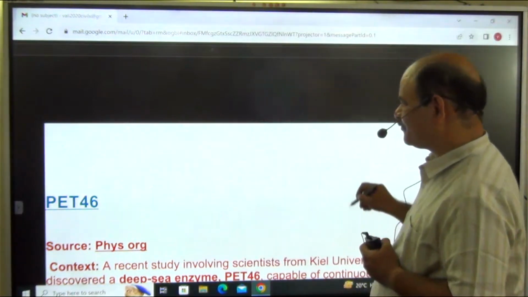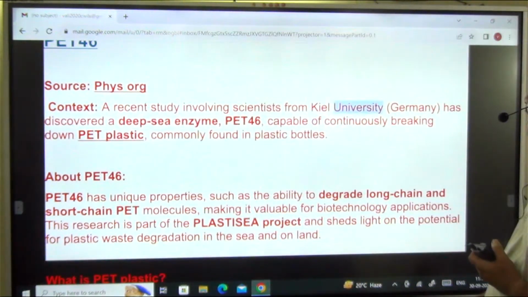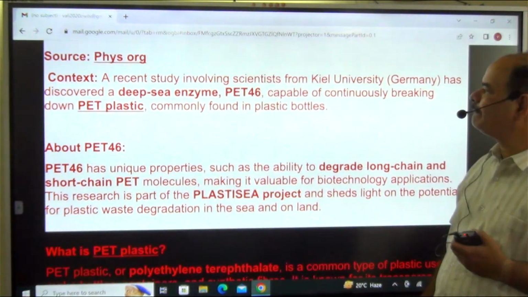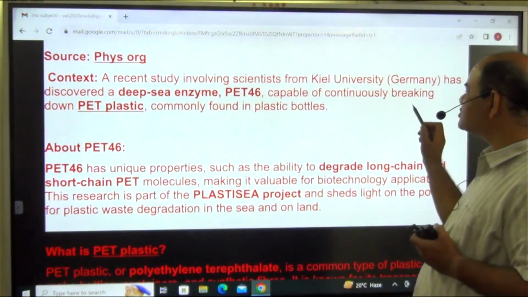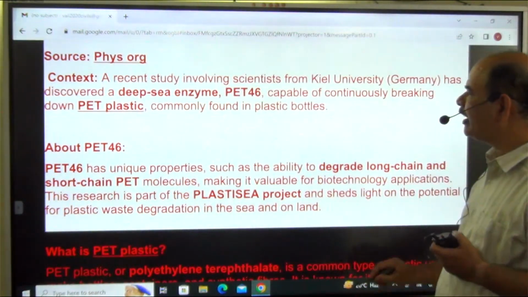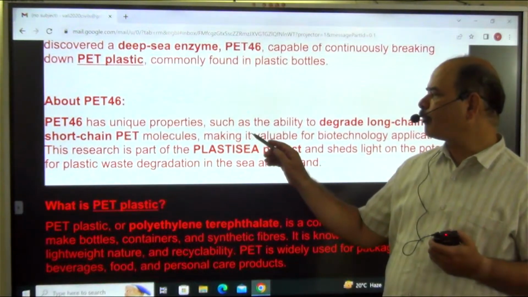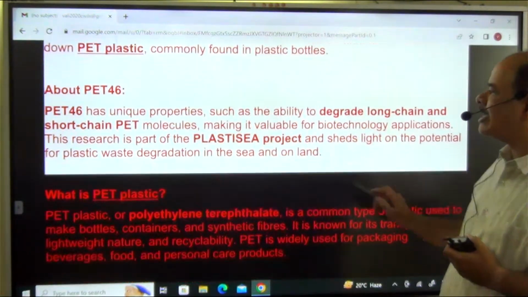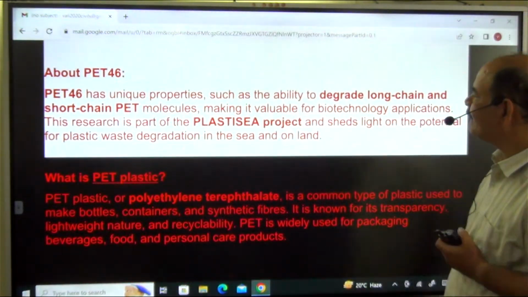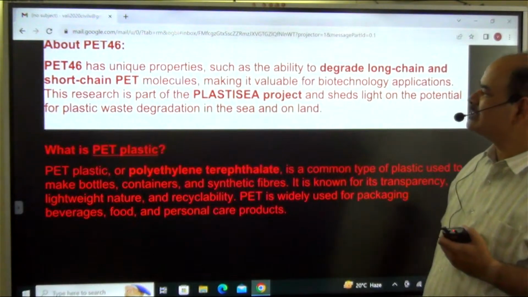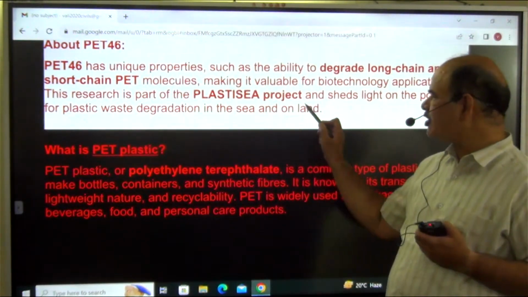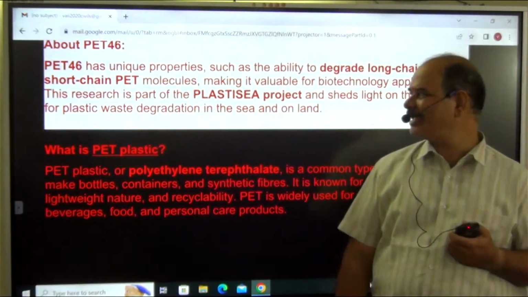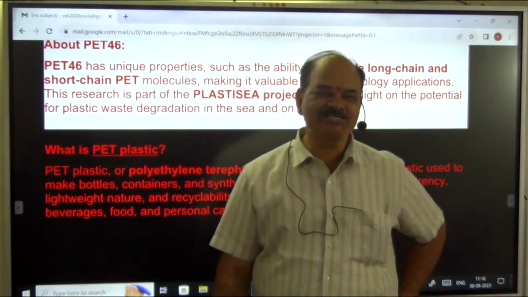A recent study involving scientists from Kiel University, Germany, has discovered a deep sea enzyme, PET46, capable of continuously breaking down PET plastic commonly found in plastic bottles. It has unique properties, such as the ability to degrade long chain and short chain PET molecules, making it valuable for biotechnology applications. This research is part of the PlastiC project and sheds light on the potential for plastic waste degradation in the sea and on land.